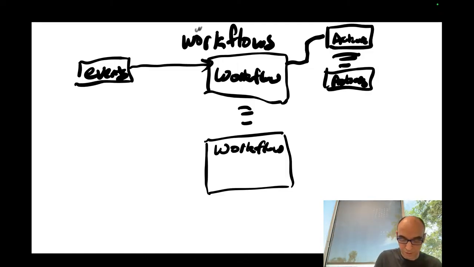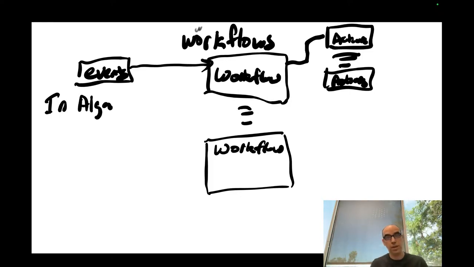Events could be things that happen in Alga. So events could be a project is saved, the status on a ticket changes, an invoice is created, the billing period is done. Basically, all the different things that can happen that are interesting in Alga PSA will create events, and those events can be attached to workflows.